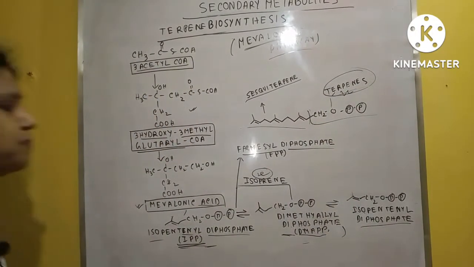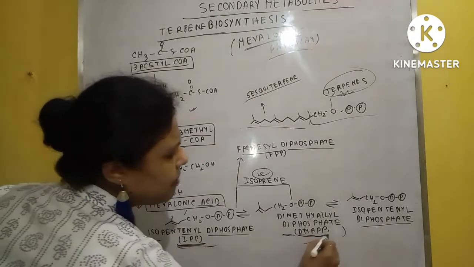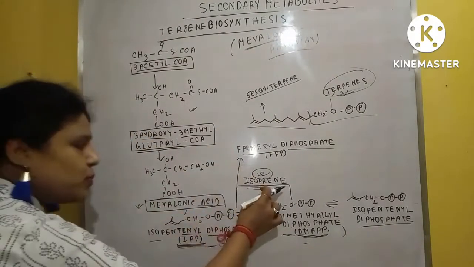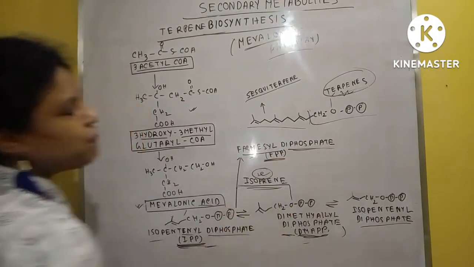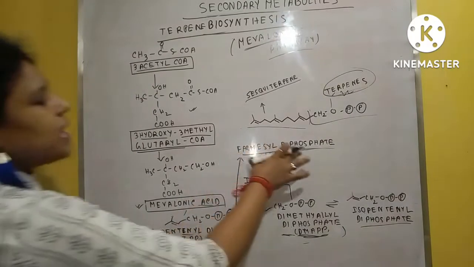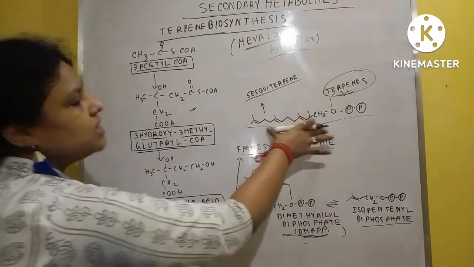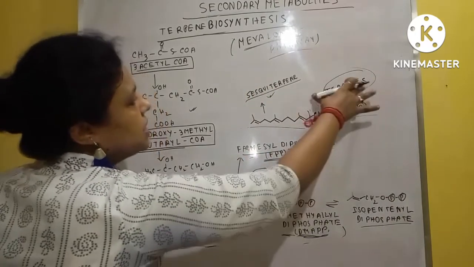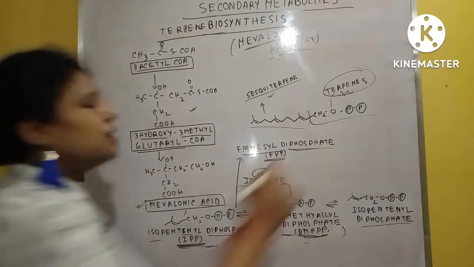Okay, again I repeat. You see here this IPP and DMAPP, with this substance isoprene is added, and when isoprene is added with that, then the farnesyl diphosphate, that is FPP, is formed. Clear? And from FPP, this is the longer chain, the two substances are formed from this longer chain. From the first part, the sesquiterpene is formed, and from the second part, the terpene is formed. This is the mevalonate acid pathway, or the mevalonate pathway, by which the terpene is formed.